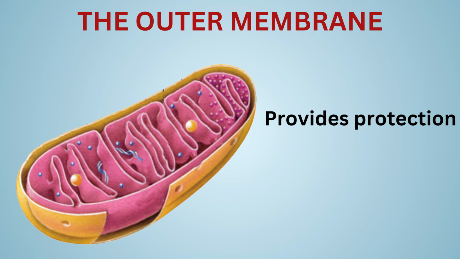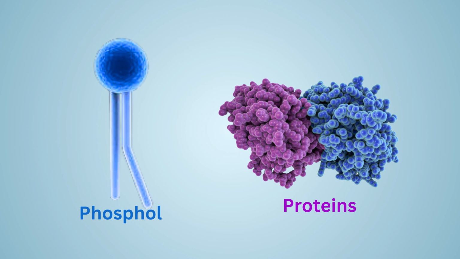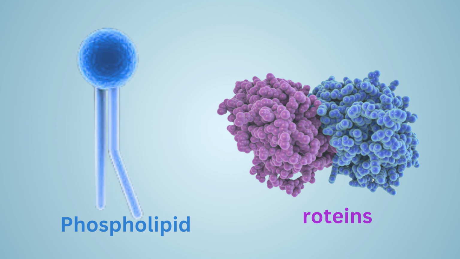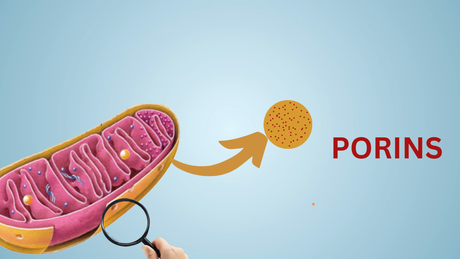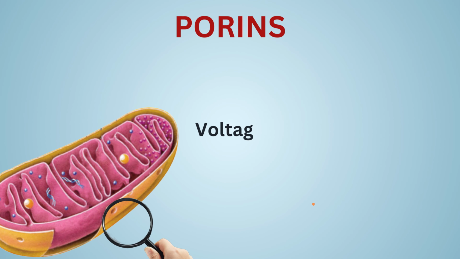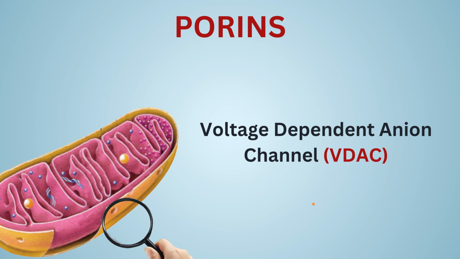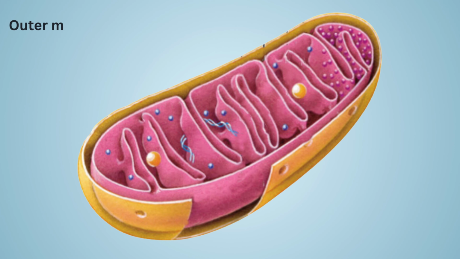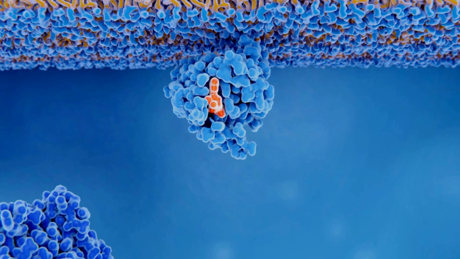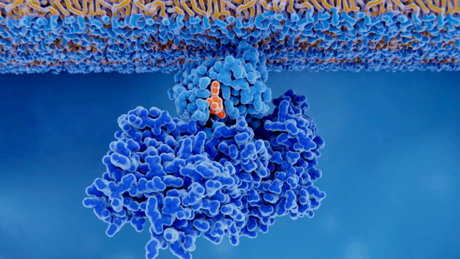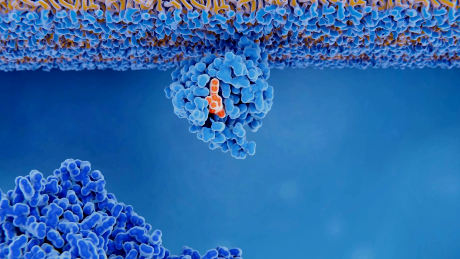It is a semipermeable membrane, composed of phospholipids and proteins. The outer membrane is perforated into pores termed as porins. The porin is a voltage-dependent anion channel, VDAC, that allows passage of ions, metabolites, and other smaller molecules into the intermembrane space. The outer membrane also contains enzymes involved in elongation of fatty acid, oxidation of epinephrine, and degradation of tryptophan. Such enzymes include monoamine oxidase and fatty acid CoA ligase.